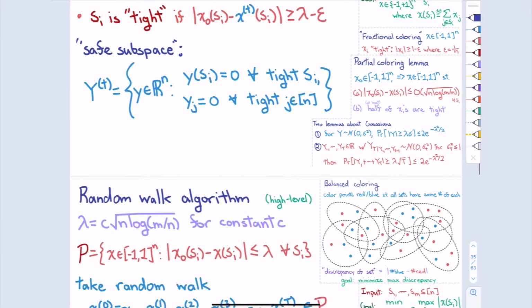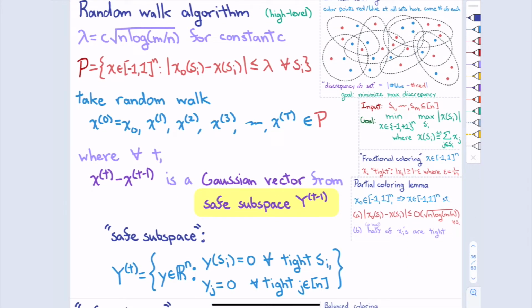So going back to this algorithm, for each step t, I'm going to be choosing x_t minus x_{t-1} to be a Gaussian vector from this subspace. And then I need to explain what it means to choose a Gaussian vector from a subspace. I'll do that in a moment. But at some level, the coordinates are going to behave like Gaussian random variables whose variance is small, except you're also guaranteed that the difference x_t minus x_{t-1} comes from this safe subspace, so that any of the tight constraints and coordinates won't be affected by the next step. That makes sense?